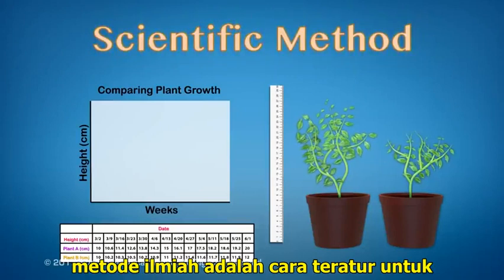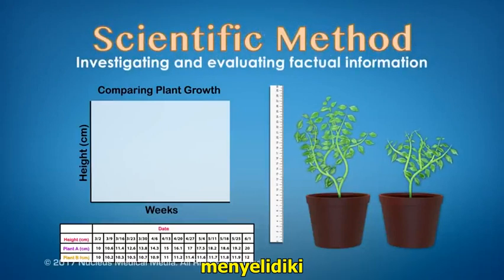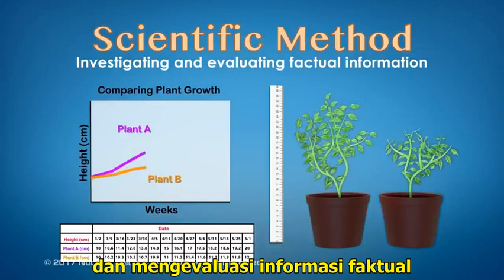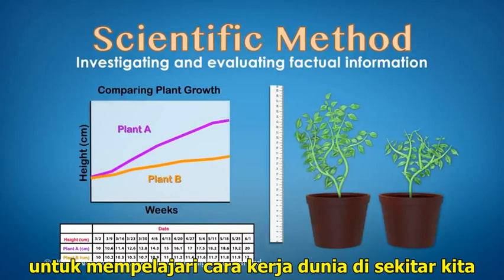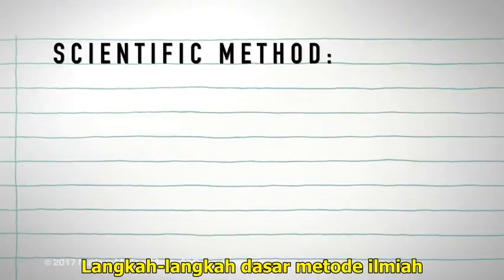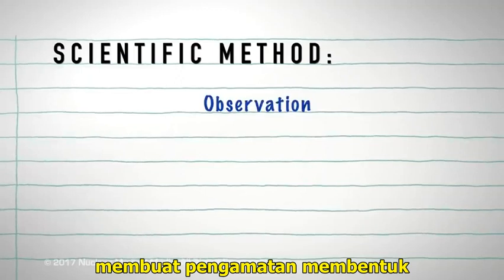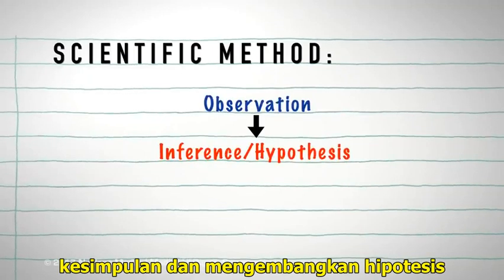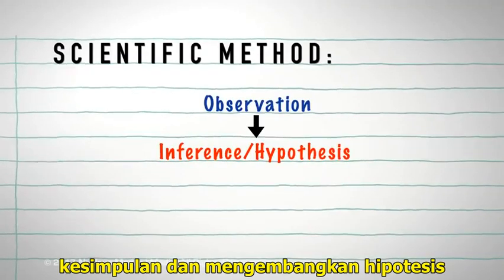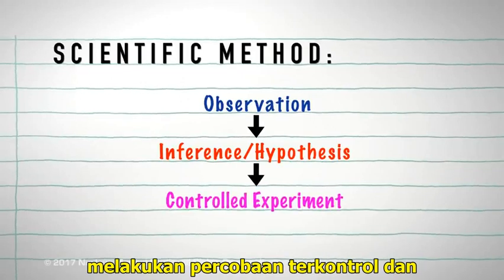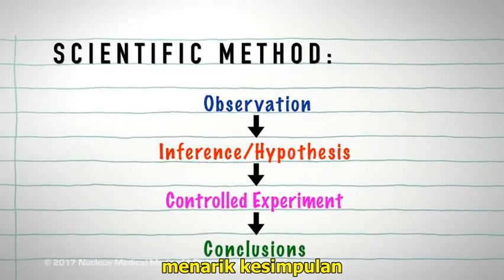The scientific method is an orderly way of investigating and evaluating factual information to learn how the world around us works. The basic steps of the scientific method are making an observation, forming an inference and developing a hypothesis, conducting a controlled experiment, and drawing conclusions.